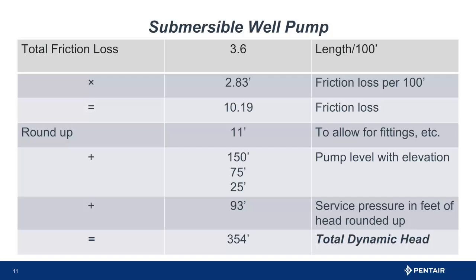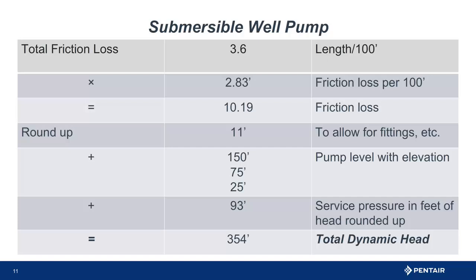Now, if you are getting a bit lost on the friction loss calculations, that is okay, we have other modules dedicated to the subject. Today the focus is on what goes into total dynamic head. From the chart, as I said before, I found the friction loss to be 2.83 feet per 100 foot lengths. Doing the math, I calculated the losses to be 10.19 feet of head. I will round this up to 11.